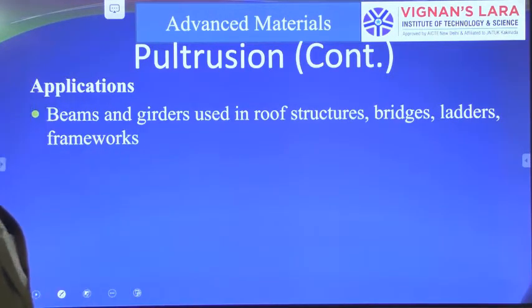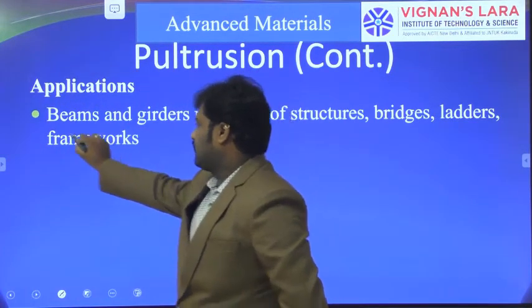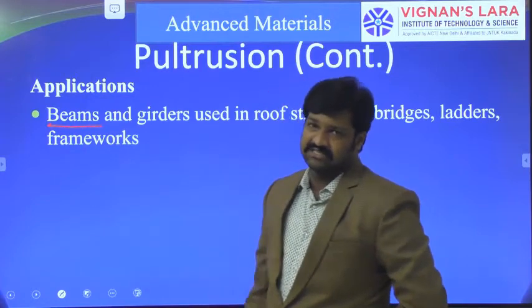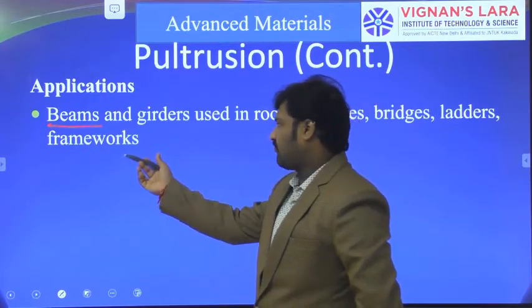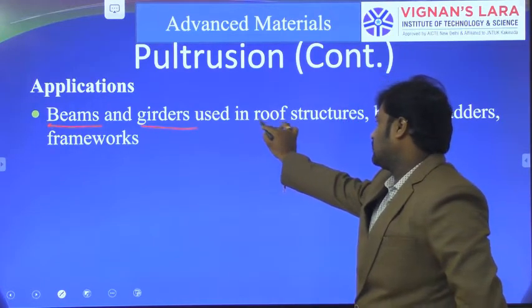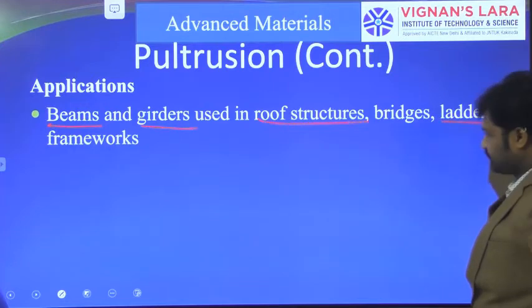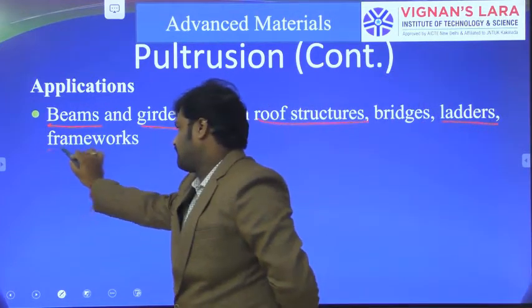Next, applications. Generally these are used for beams. As we know, beams have constant sections, so these are highly used for beams and grids. Grids are used in roof structures, bridges, ladders, and frameworks.